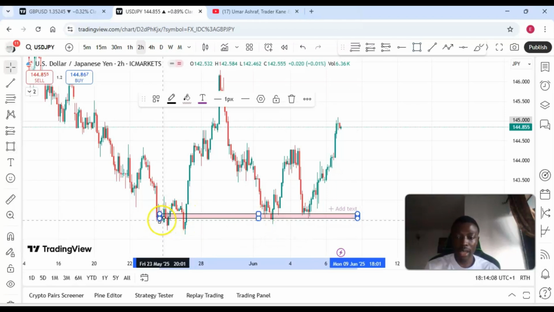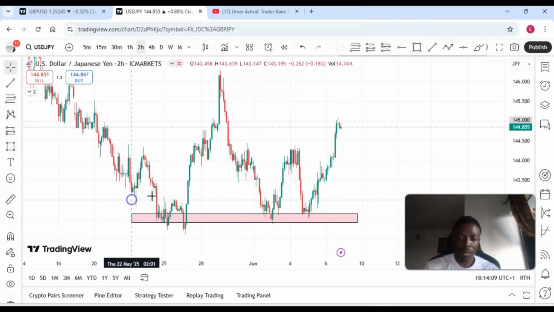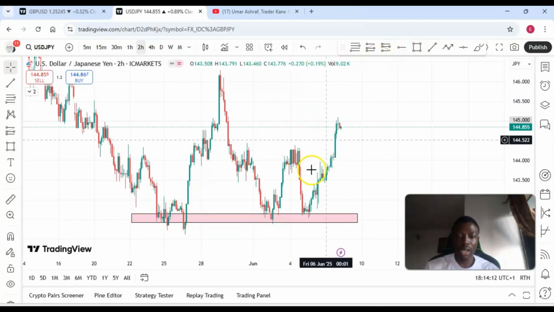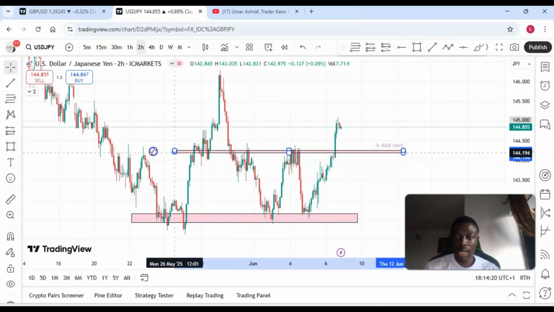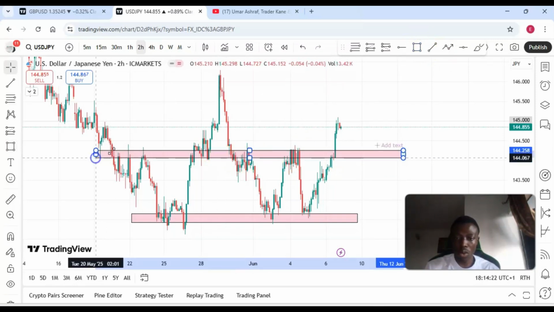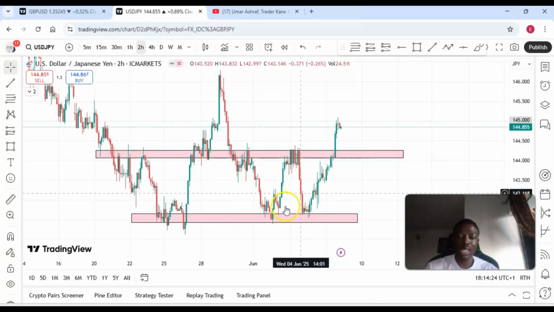We have a zone here. We have a support zone, where buyers are. We have a zone here. You can see that the market has broken out from this zone. You can call this a neckline because this is a double bottom pattern. If you know how to trade patterns, this is a double bottom pattern.